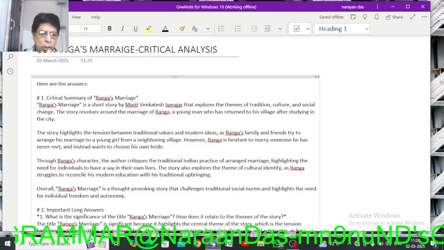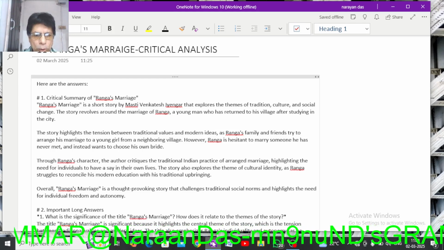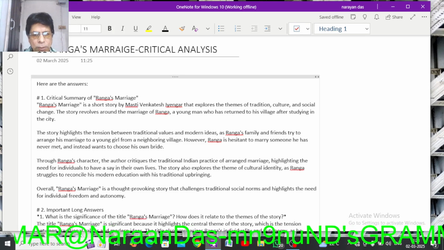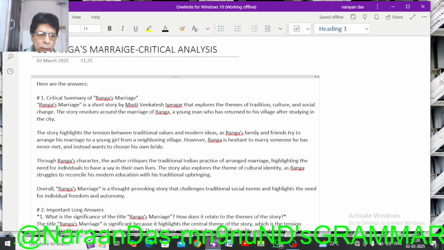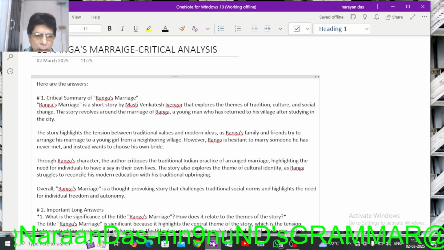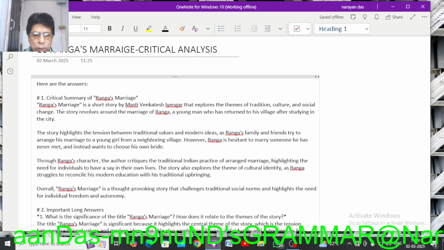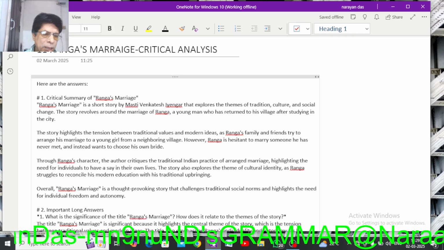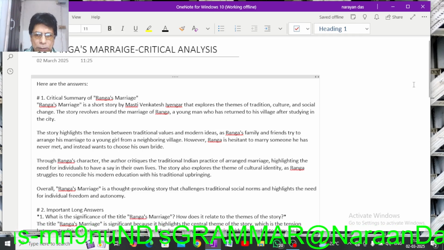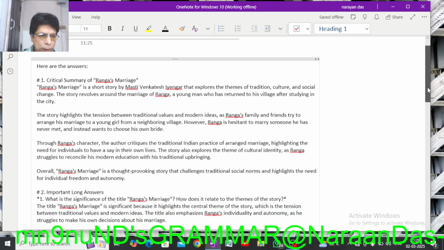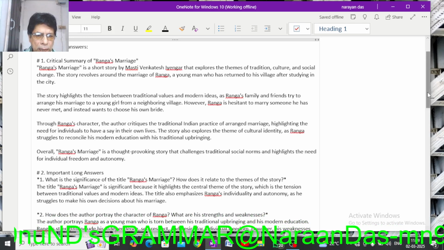Ranga's marriage is a short story by Masti Venkatesh Iyer that explores the theme of tradition, culture, and social change. The story revolves around the marriage of Ranga. That is why the title. A young man who has returned to his village after studying in the city. The story highlights the tension between traditional values and modern ideas.